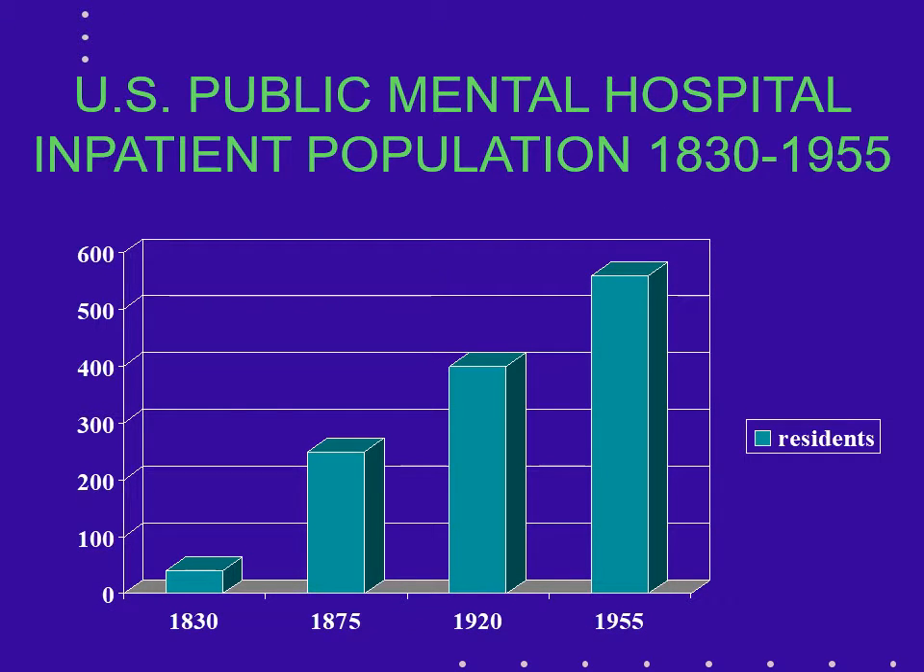The book gives this great example on page 88 and 89 of the reduction of the mental hospital population after the passage of the 1963 Community Mental Health Centers Act. So here we see how dramatically the mental hospital inpatient population increased from 1830 to 1955.